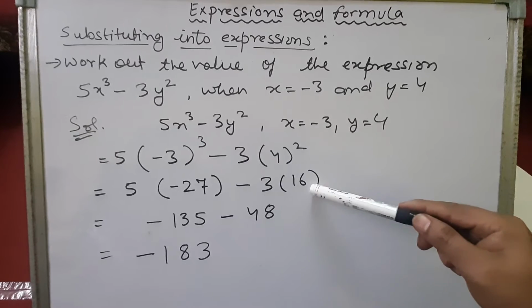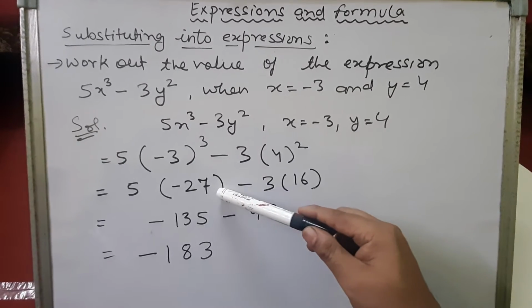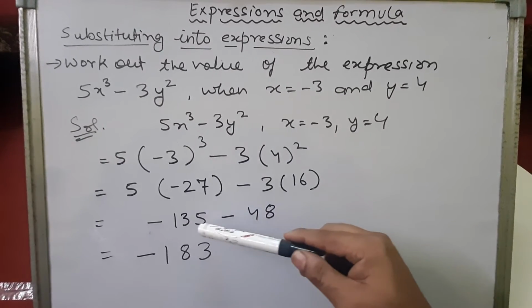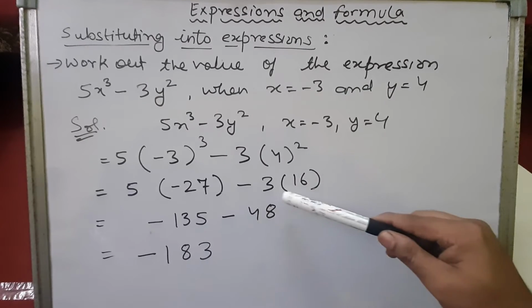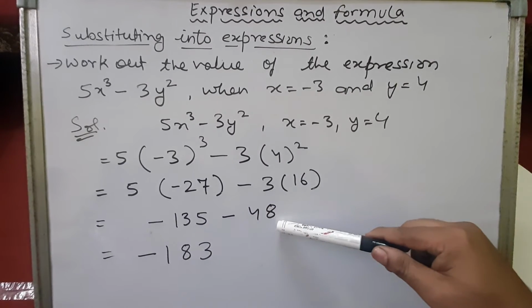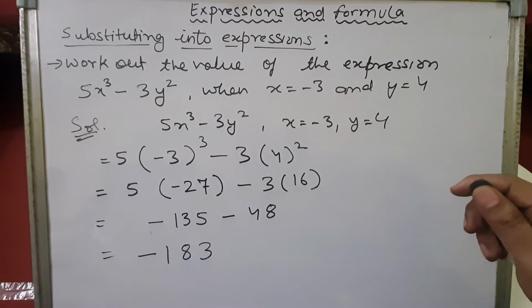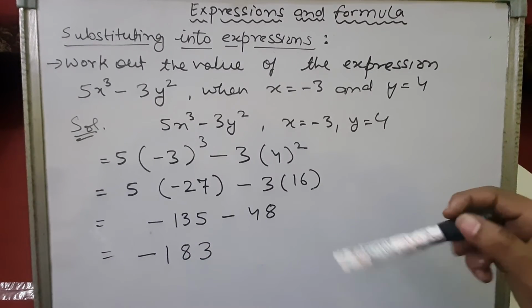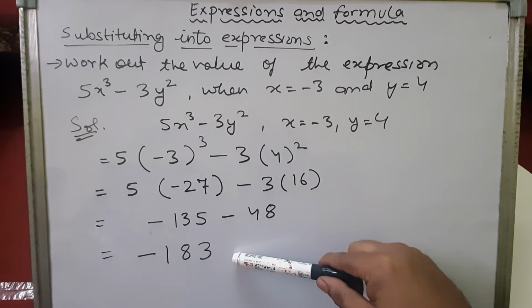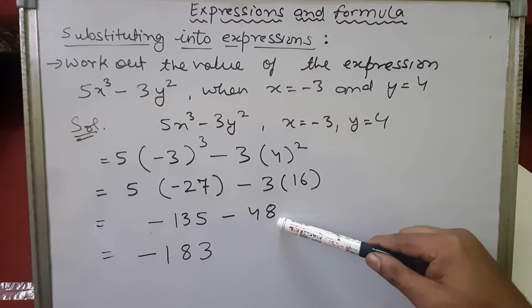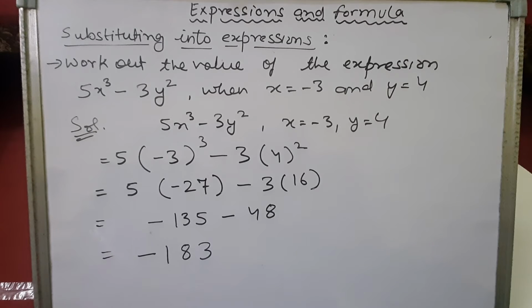4 square will be 16. So let's multiply this 5 inside the bracket. Minus 27 into 5 will get minus 135. And minus 3 into 16 will get minus 48. So minus and minus will get added, and we know the result will be negative. So minus 135 and minus 48 will be minus 183. Alright, children, please note down.